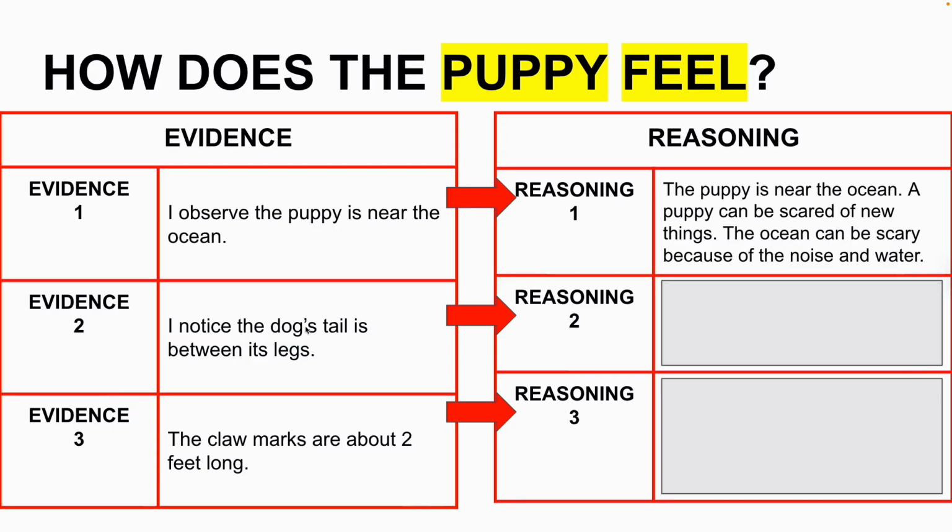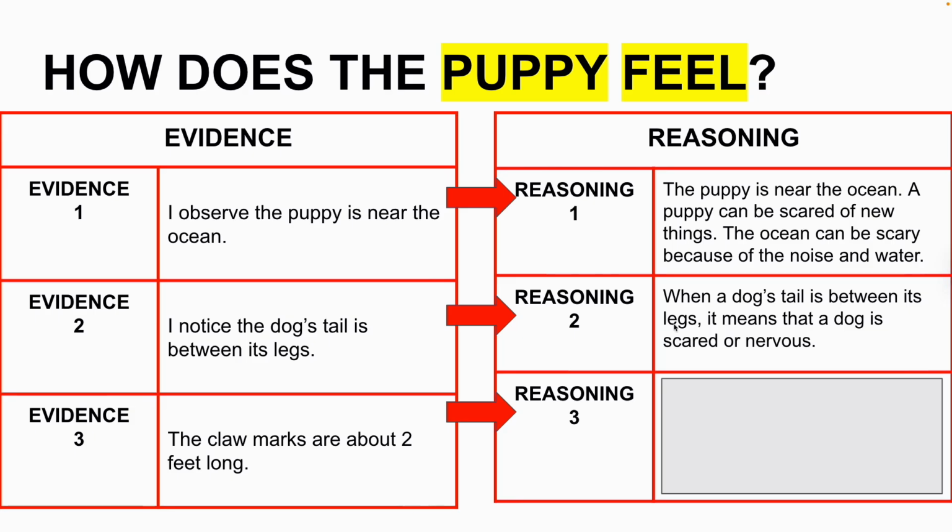Evidence 2, I noticed the dog's tail is between its legs. Well, here's my reasoning of why that evidence proves the dog is scared. When a dog's tail is between its legs, it means that a dog is scared or nervous. I got this information from research, and when I looked up what a dog's tail between its legs means, it means that it's not too happy, it's scared, it's nervous. It's a dog's body language to show that it's scared. So that connects back to my claim saying that it's scared.